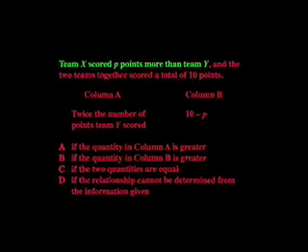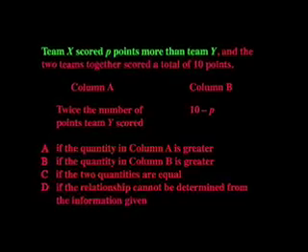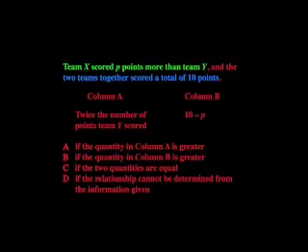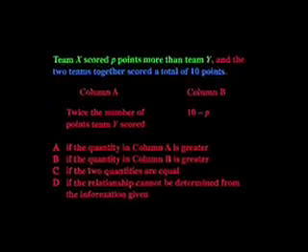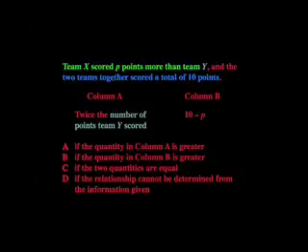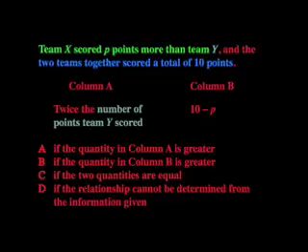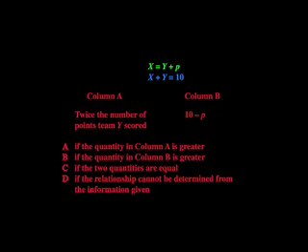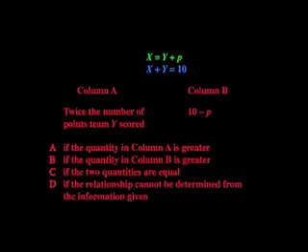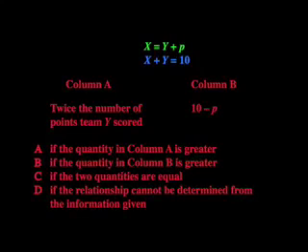We can begin by breaking down the information that we're given at the top. We're first told that Team X scored P points more than Team Y. Then we're told that the two teams together scored a total of 10 points. And column A talks about twice the number of points Team Y scored. We can translate the information at the top into two equations. X equals Y plus P, and X plus Y equals 10.